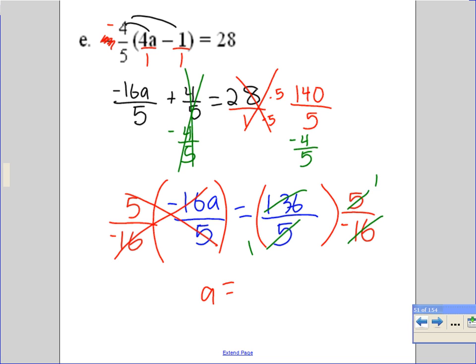Okay, so 8 goes into negative 16 negative 2 times. I would say keep that negative there. And then this one is 17 because 136 divided by 8 is 17. So I'm okay if you kept your answer as negative 17 over 2 or negative 8.5.